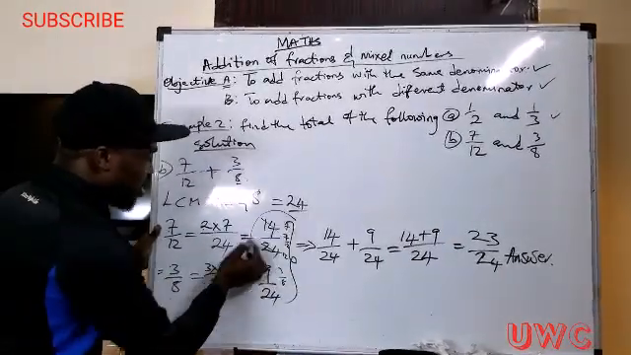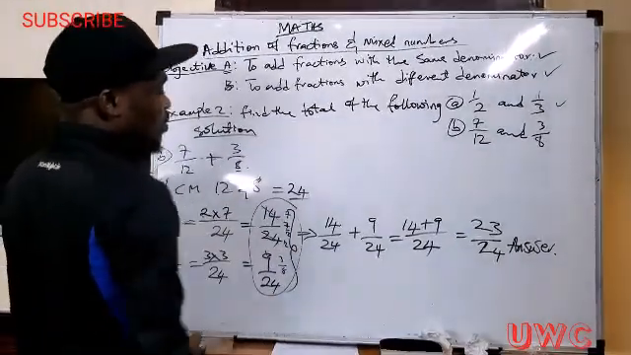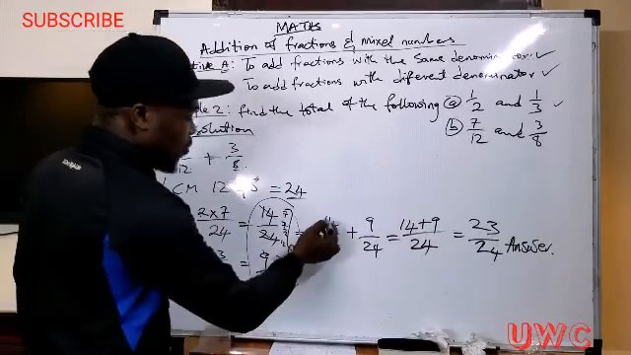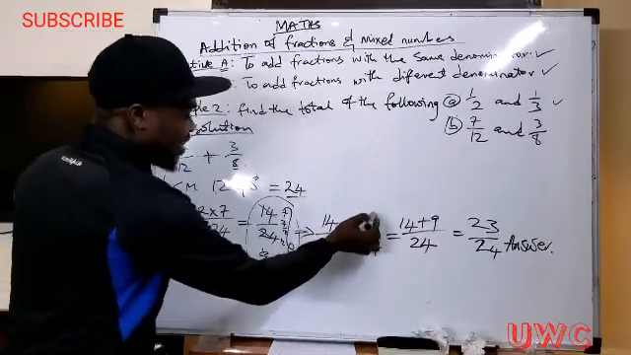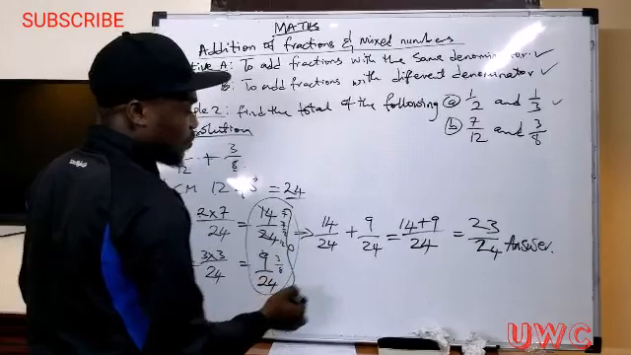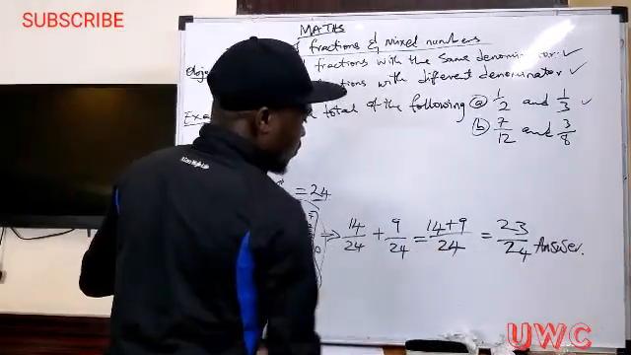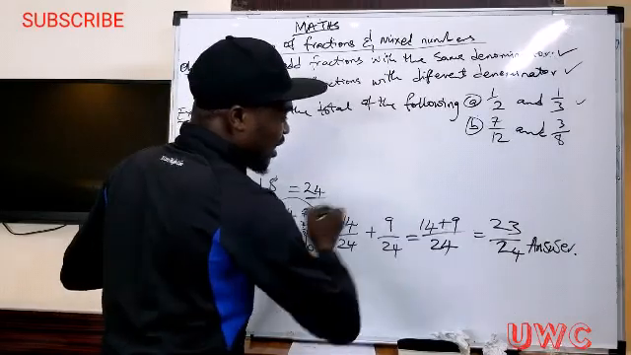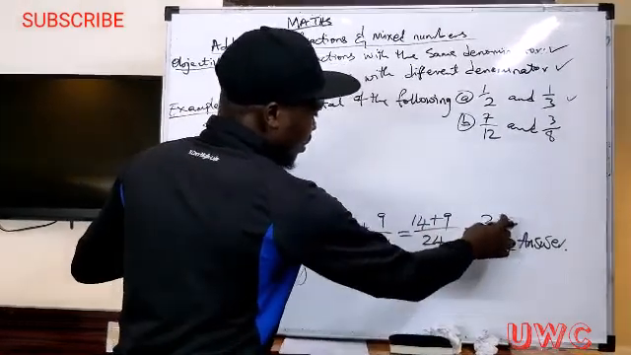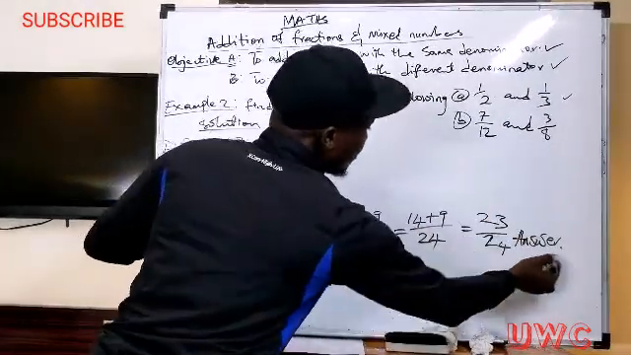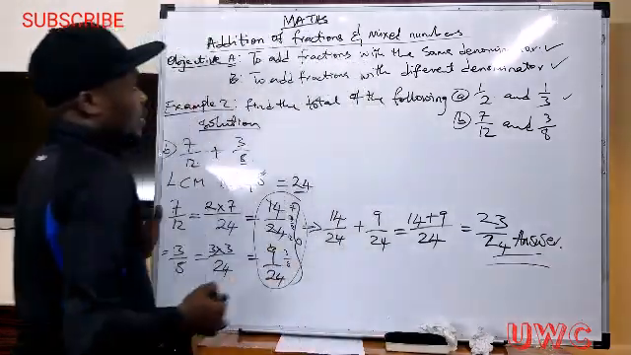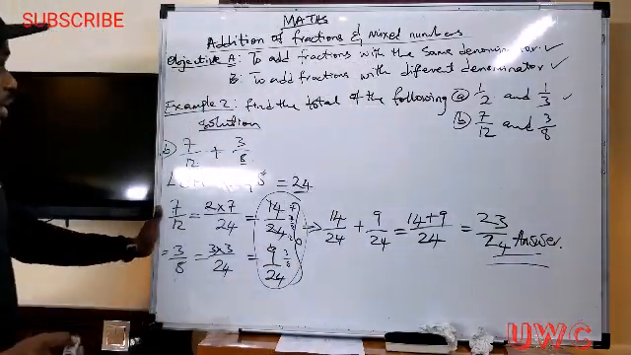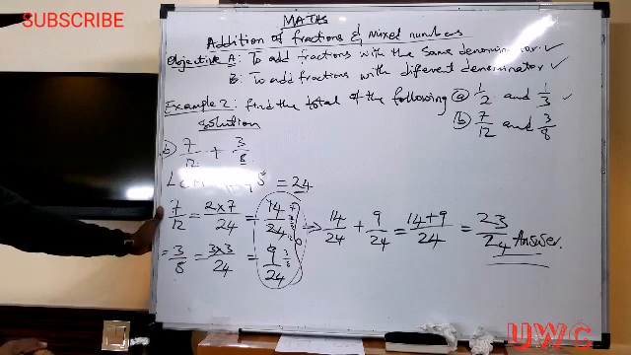So having achieved this, we'll now sum the fractions. 14/24 plus 9/24. The LCM is 24. Then we'll sum the numerators. 14 plus 9 is equal to 23/24. That is our answer. That is that for today's class.